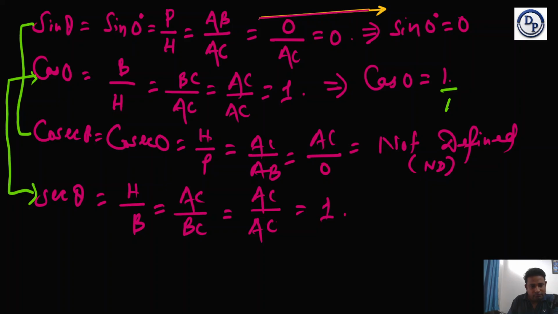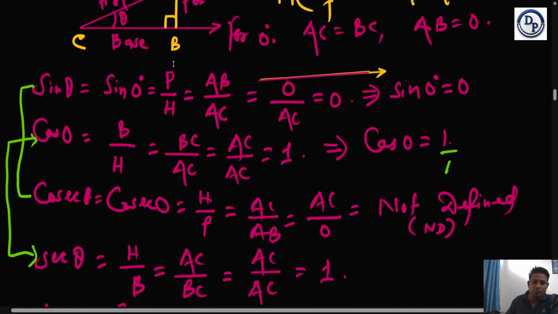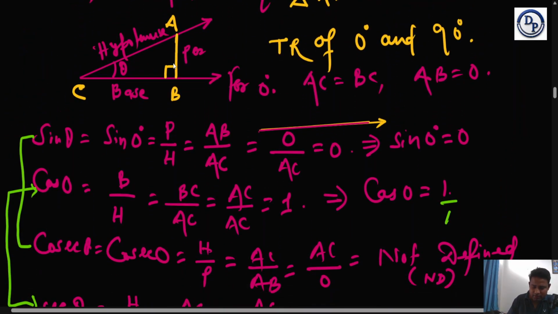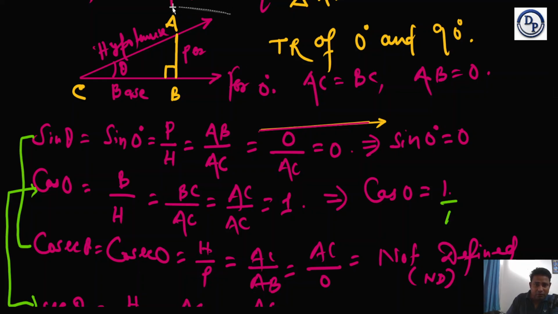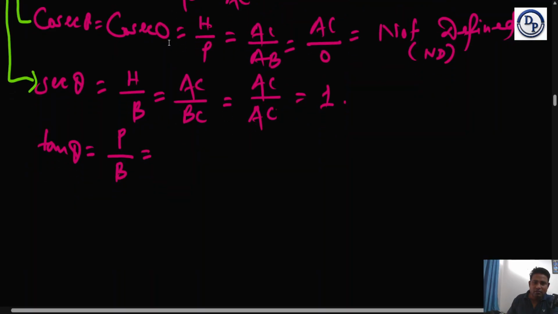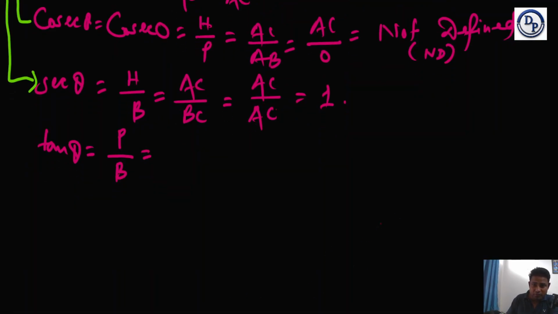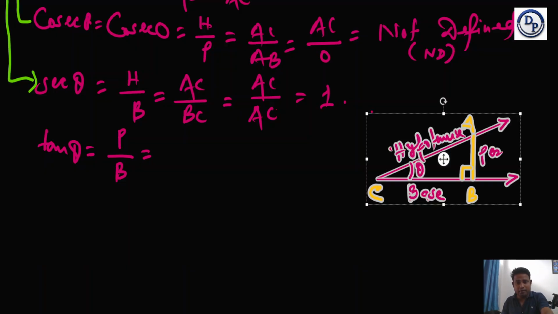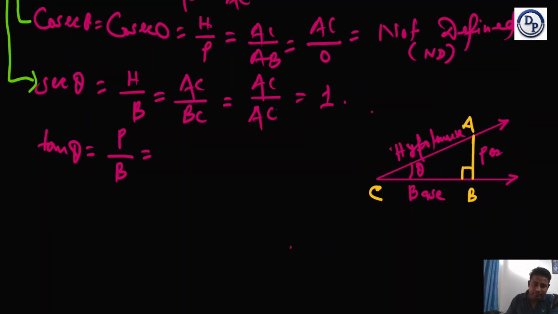And now what about tan theta? We know this is P by B. In our case, what is P and what is B? This is our B and this is our P. We'll copy the triangle for a specific reason. We do not have to go down every time. So this is the triangle. Again, what is P? We are talking about tan 0. This angle is tan 0 we are talking about. This is P by B.